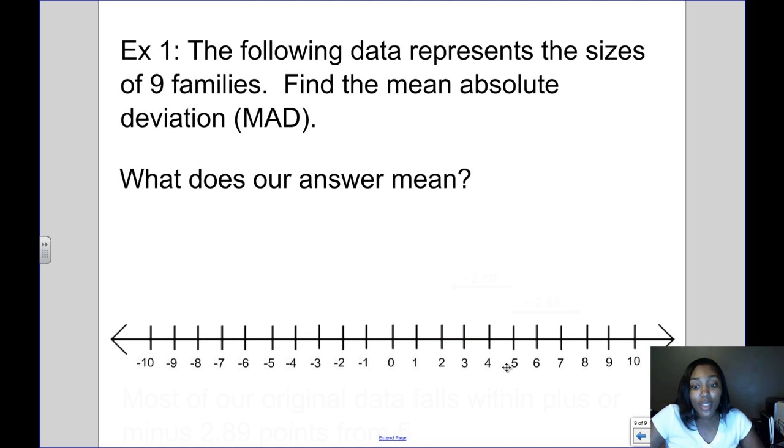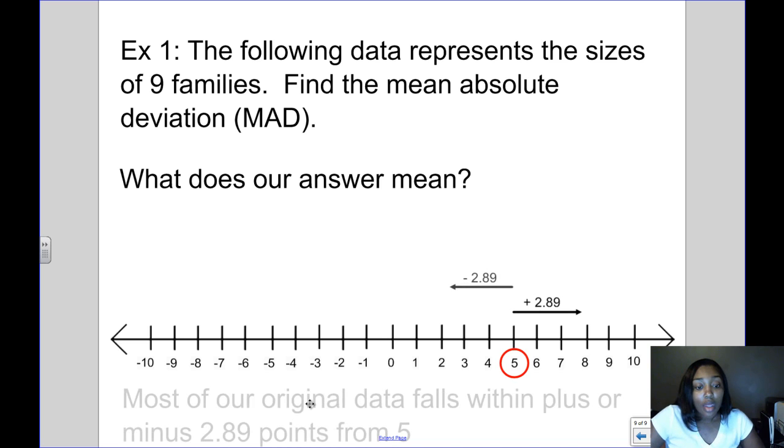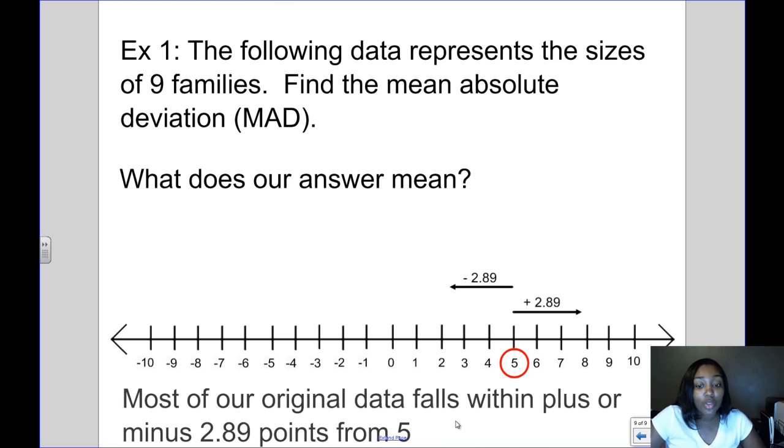So again, what that tells us is that because most of our original data falls within plus or minus 2.89 points from 5, we could say that 5 was pretty much a good description of the data that we have, because that is what we would consider to be a low mean absolute deviation. The closer you are to 0, the better the mean absolute deviation.